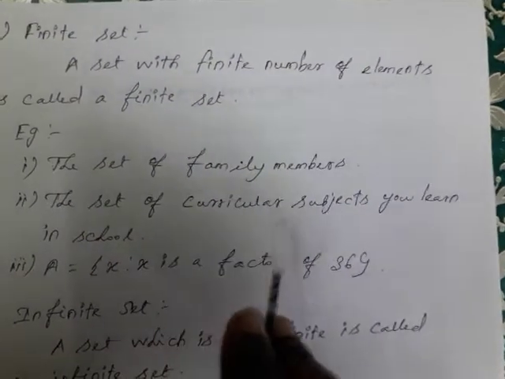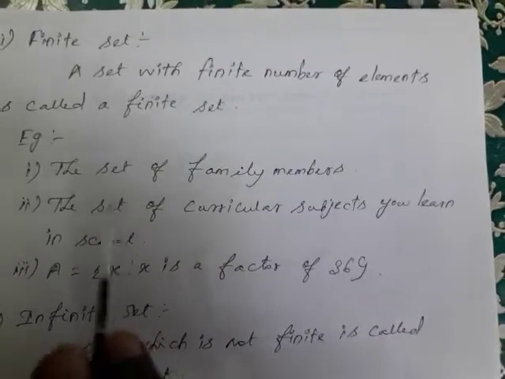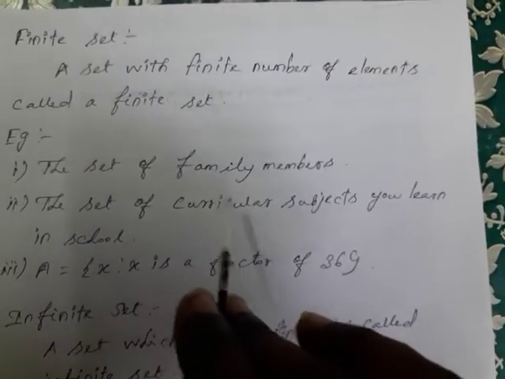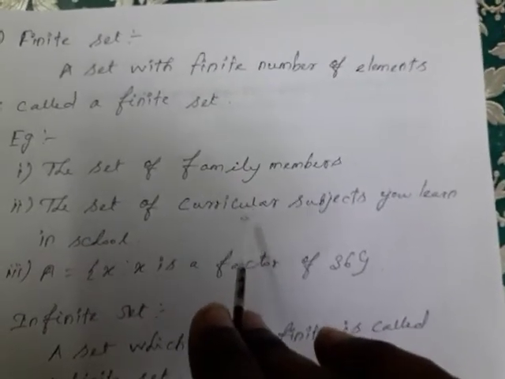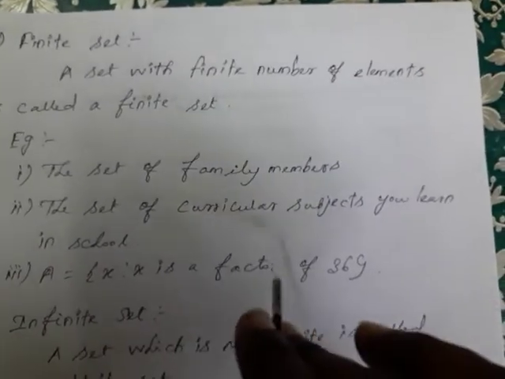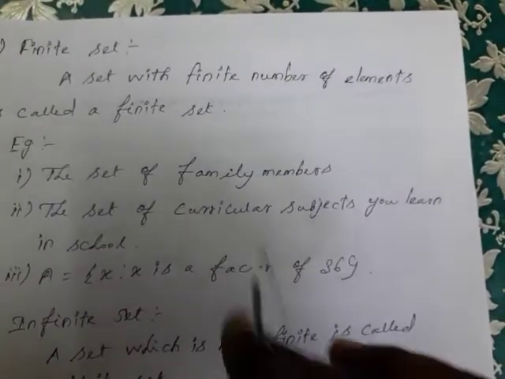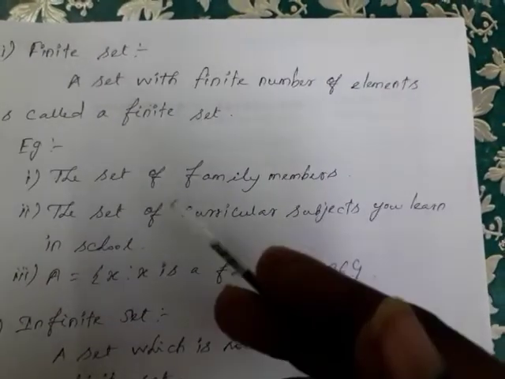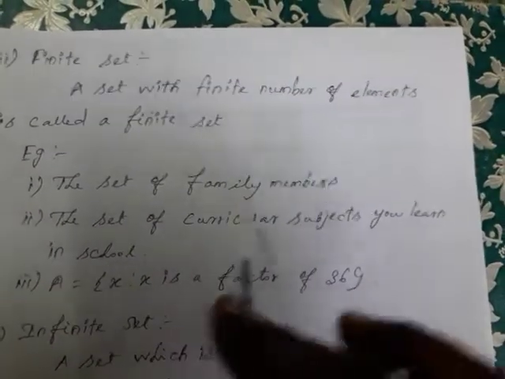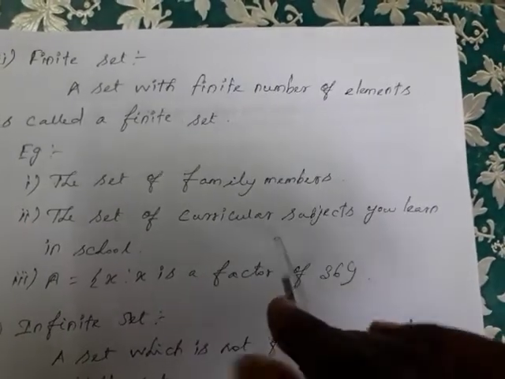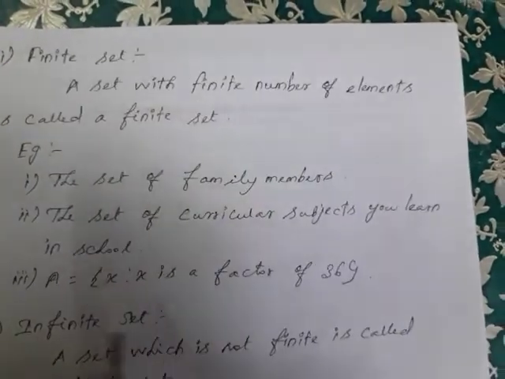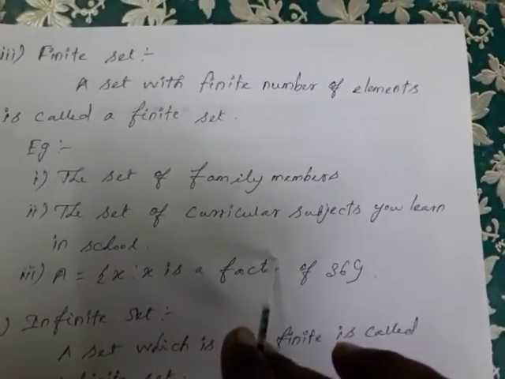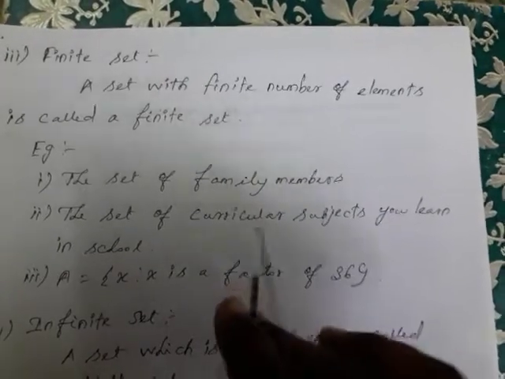The next example: the set of curricular subjects you learn in school. Now you are entering the 9th standard. How many subjects do you have? 5 subjects: Tamil, English, Maths, Science, Social. Apart from that, nothing. In the previous year, the subjects you studied were Tamil, English, Maths, Science with Physics, Chemistry, Biology, Social with History, Civics, Geography, Hindi, GK. This is also a fixed value, so that is a finite set.